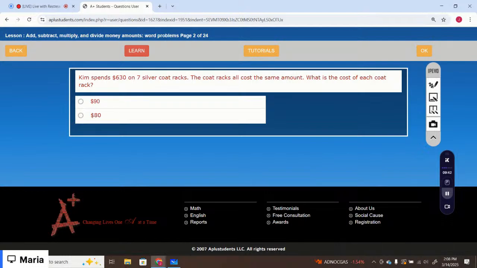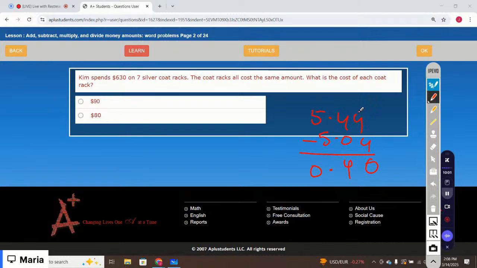You spend $630 on seven silver coat racks. The coat racks all cost the same amount. What is the cost of each coat rack? So you need to calculate the cost of each coat rack. The price of 7 coat racks is 630. You need to calculate the price of one coat rack. So you need to divide 630 by 7. Whenever you have to calculate the price of one thing, you divide the value given by the number of items.